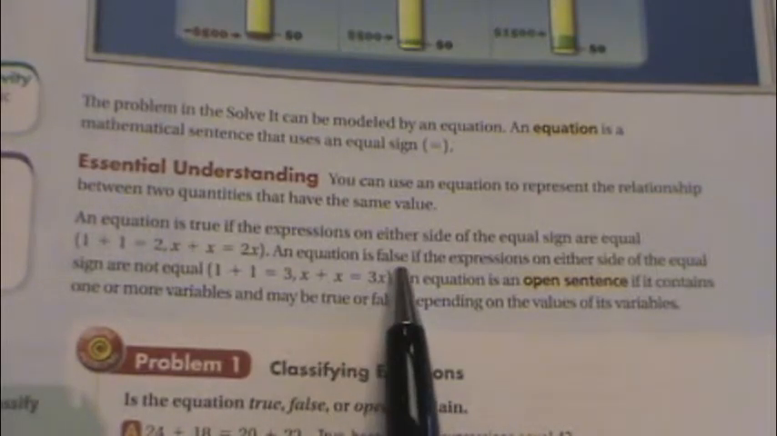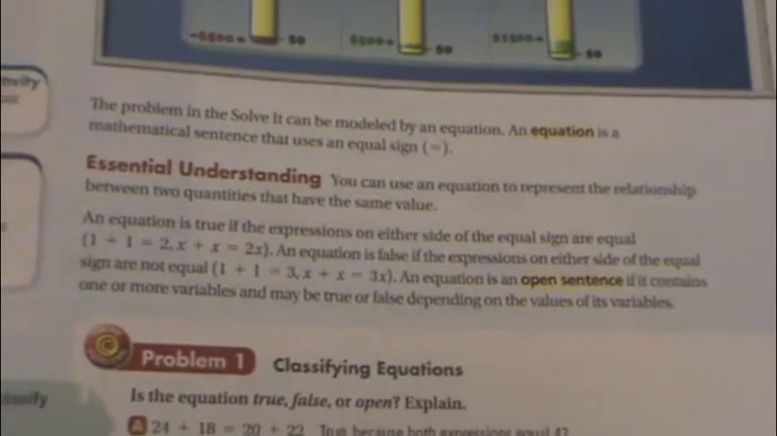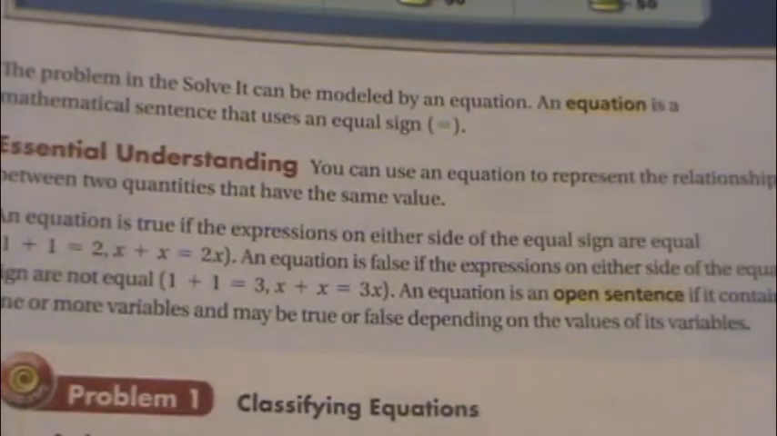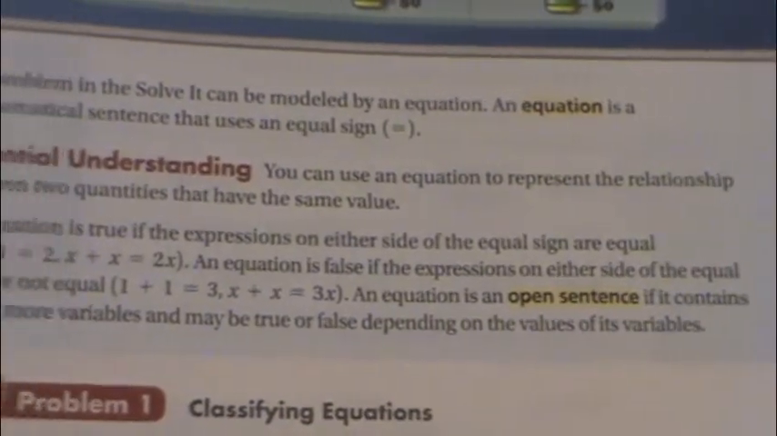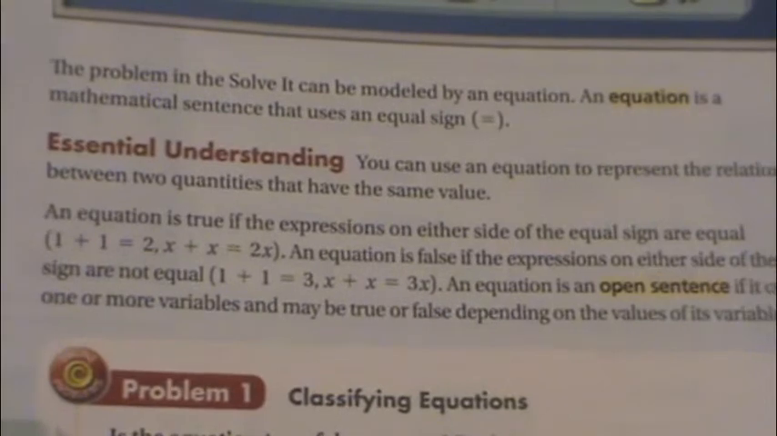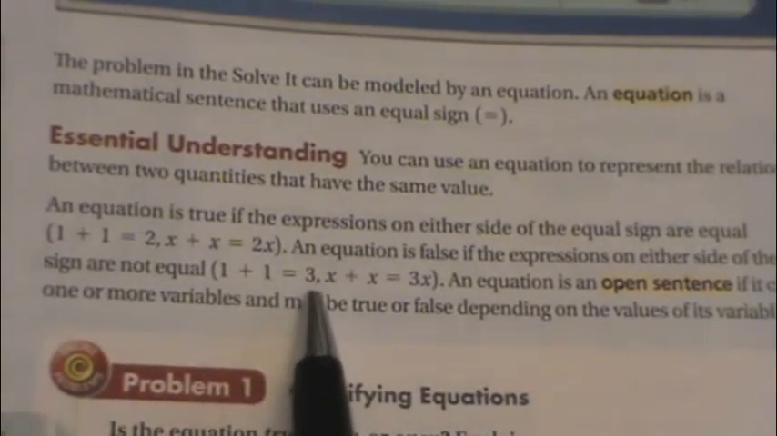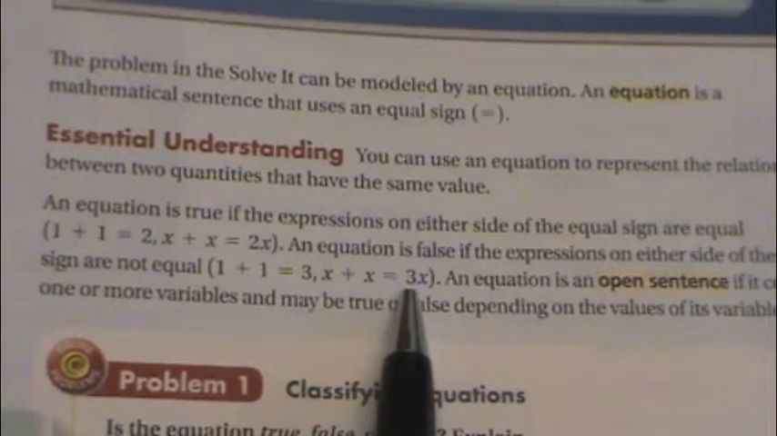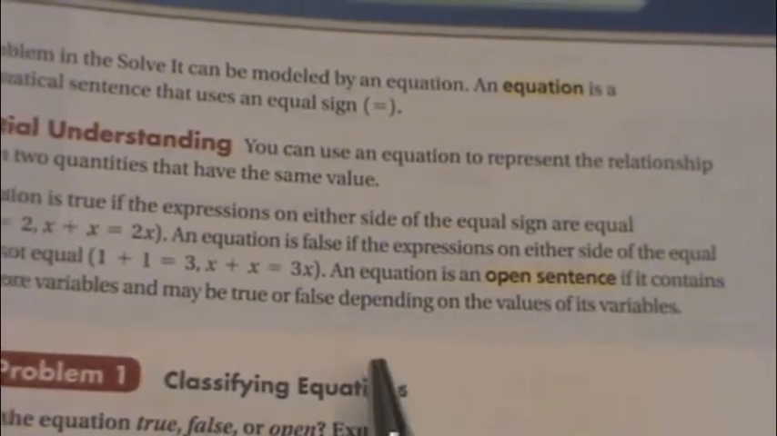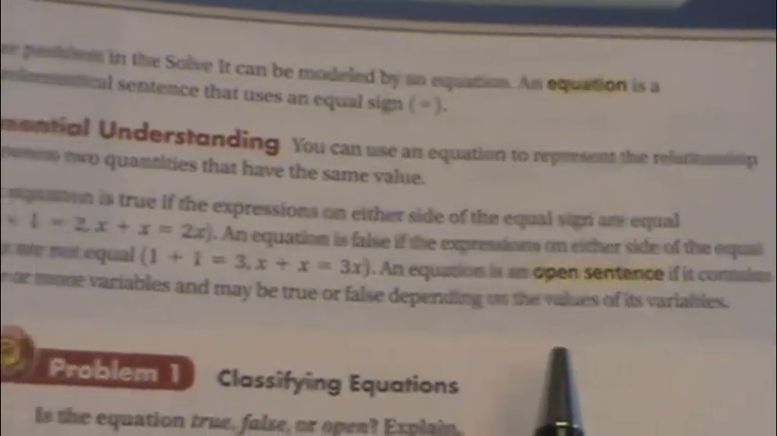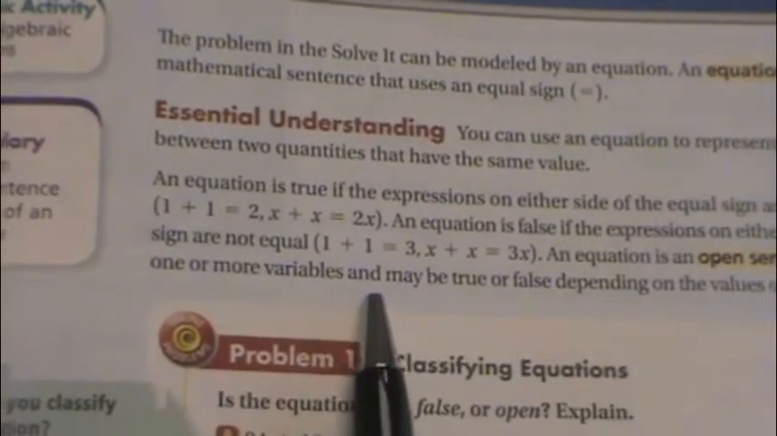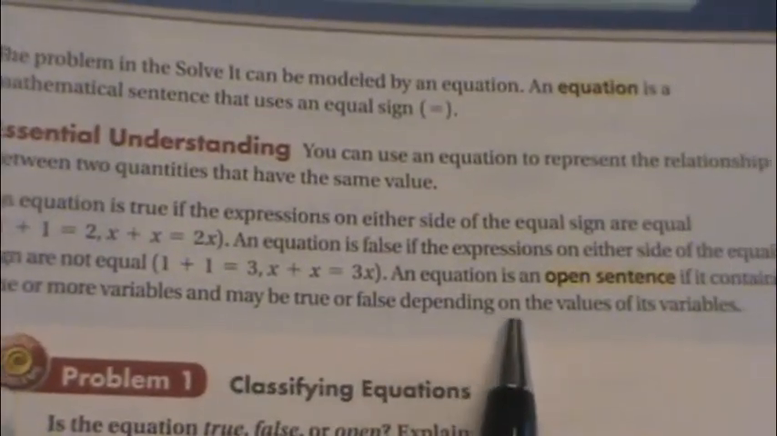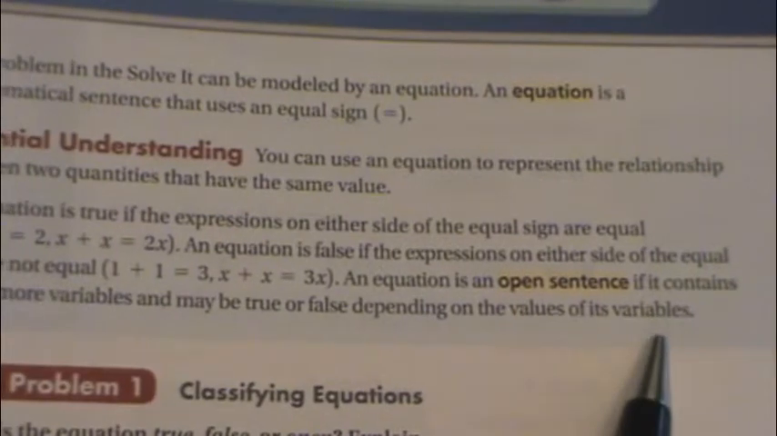An equation is false if the expressions on either side of the equal sign are not equal. 1 plus 1 equals 3. That's a false equation. X plus x equals 3x. That's a false equation. An equation is an open sentence if it contains one or more variables and may be true or false depending on the values of its variables.